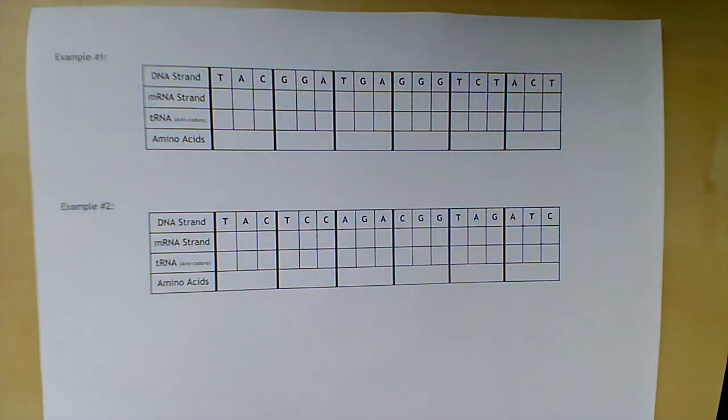Hi guys! Today we are going to go over how to go through the process of protein synthesis. So what this means in the scope of what we've been talking about in class is we start with the DNA strand, we go through transcription to make our mRNA strand, and then we go through translation to make our amino acids. So today I'm going to run through a few examples.